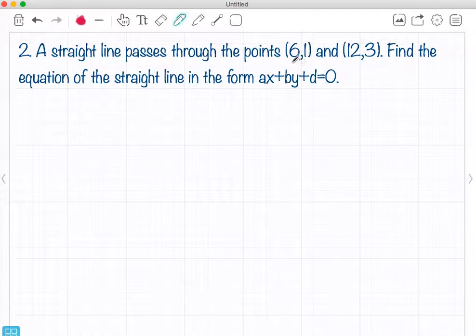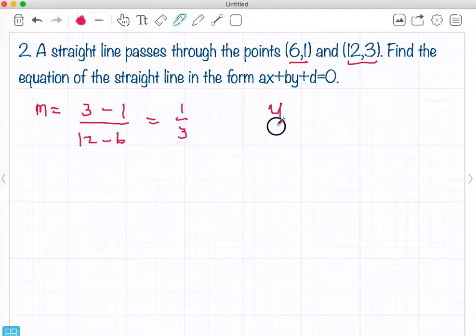For this question, I've been given 2 points. So I want to find the equation of the straight line, but I need to put it in this form. If you watched a previous video, I work out the m. I work out the gradient if I've got these 2 points. I take the second y number and take away the first y number, and I take the second x number and take away the first x number. So that's going to give me 2 over 6, which is 1/3.